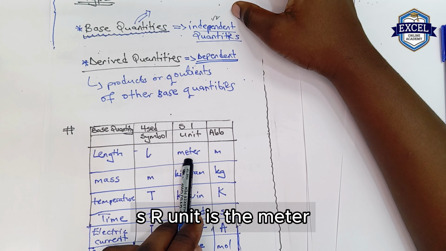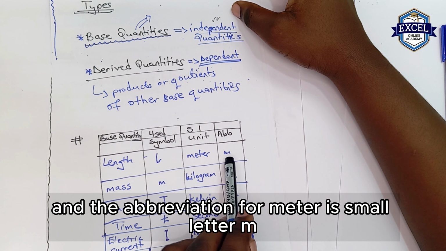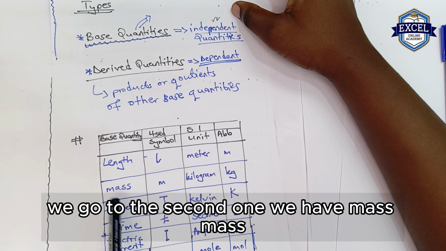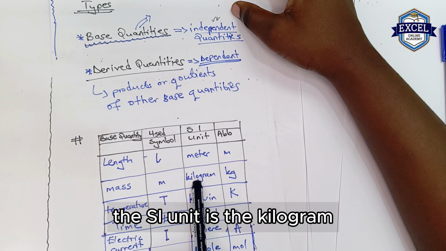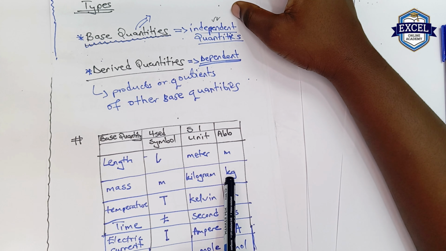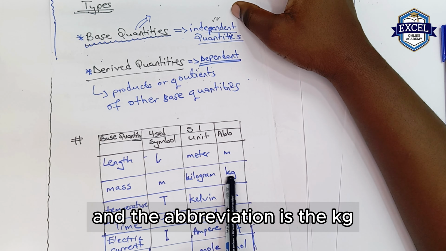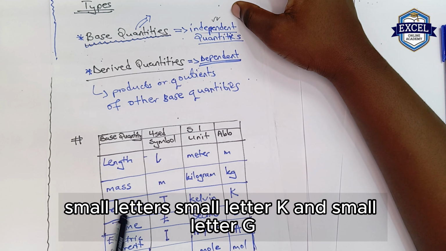The SI unit is the meter, and the abbreviation for meter is small letter m. We go to the second one. We have mass. For mass, we use small letter m to represent mass. The SI unit is the kilogram, and the abbreviation is kg, small letter k and small letter g.